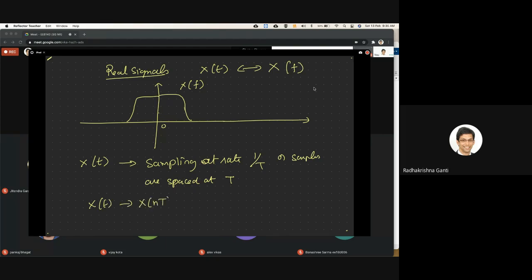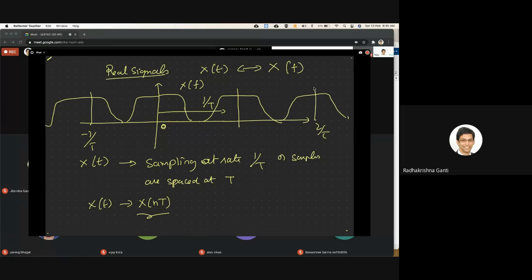So x of t will become x of nT. If you take the Fourier transform of this x of nT, the spectrum will move. If this is the baseband signal that you're sampling, the whole thing will move by 1 by T, and you get a replica. So at 1 by T you get a replica, at 2 by T you get a replica, at minus 1 by T you get a replica, and so on. Essentially, it will look like this. The gap between these replicas is 1 by T.